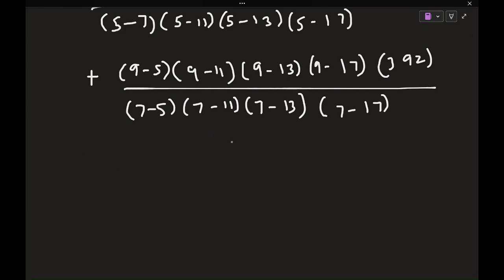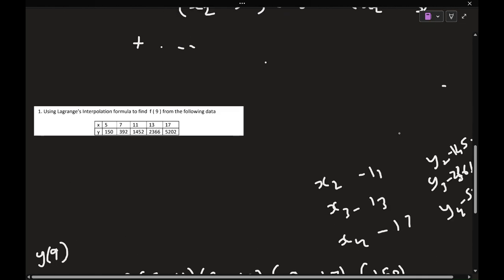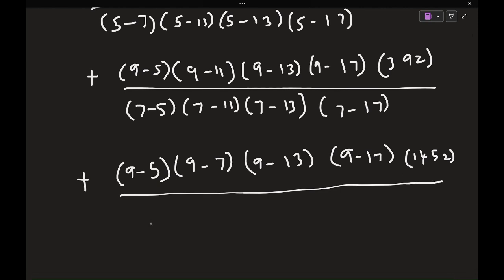Next, third set of terms, I'm neglecting x2. So this will be 9 minus 5, 9 minus 7, 9 minus 13, 9 minus 17 into, now I have y2, which is 1452, whole divided by, since I'm neglecting x2, it will be 11 minus 5, 11 minus 7, 11 minus 13, 11 minus 17.